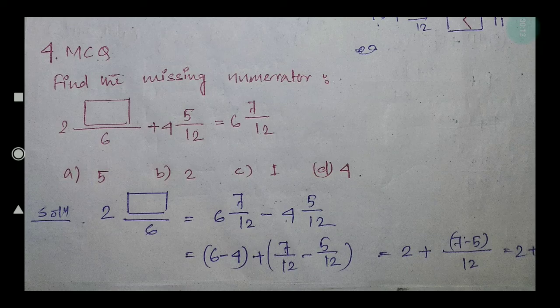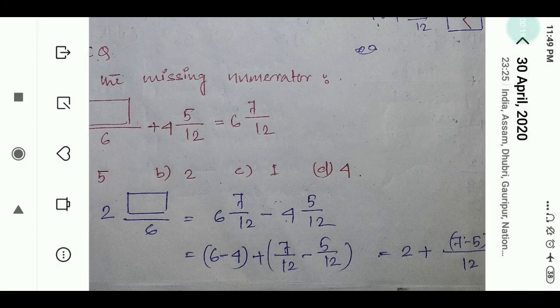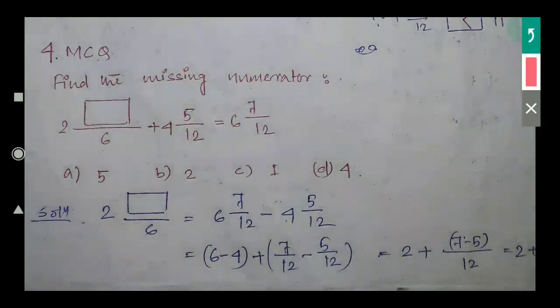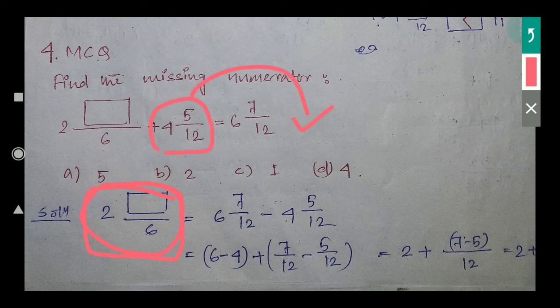So for this, what I will do: this one, this box, inside the box what it will be, that you have to find. So this term I have written on the left side, and this term I have shifted to that side. Plus is given previously, so when I shift it to that side, it will be minus. Okay, so I have written minus.